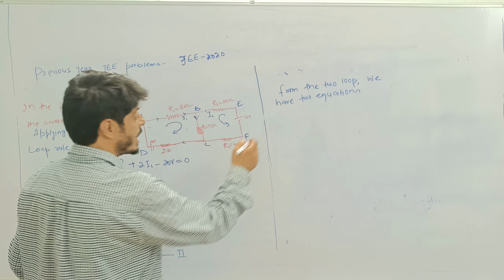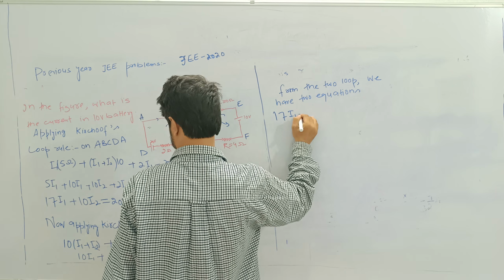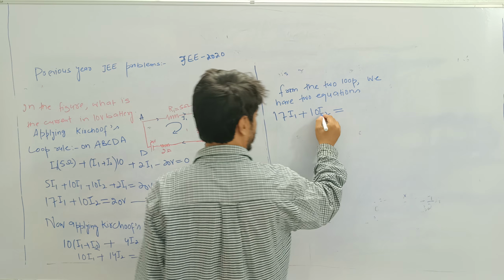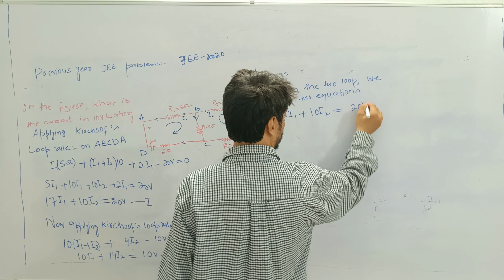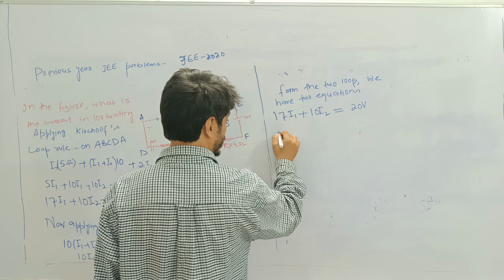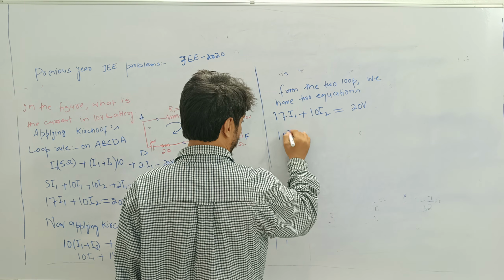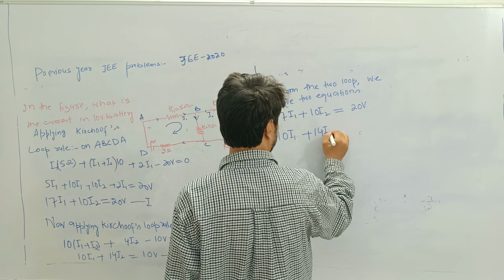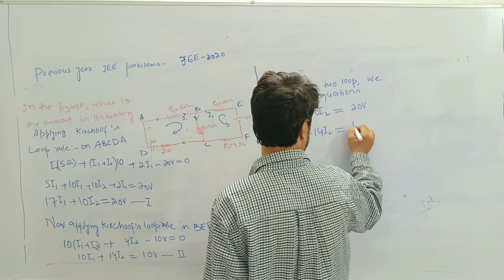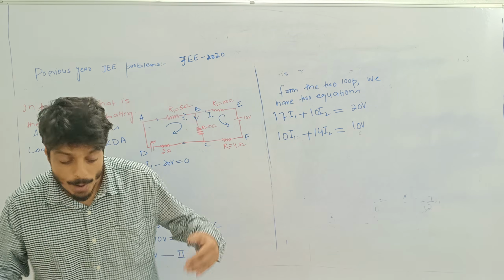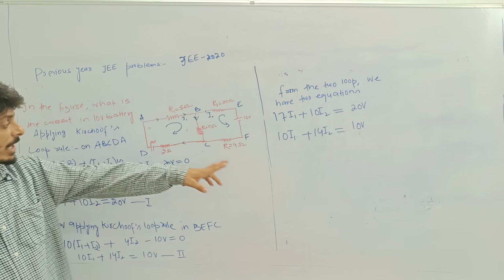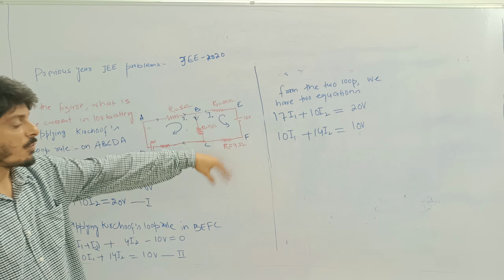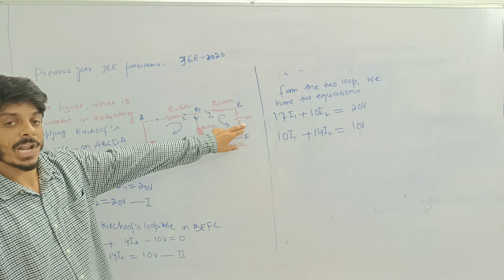One is 17I1 plus 10I2 is equal to 20 volt, and another equation is 10I1 plus 14I2 which is equal to 10 volt. So these are the two equations. After solving these two equations, we can calculate the current in the figure. What is the current in the 10 volt battery? We can find the current that's going through the 10 volt battery.